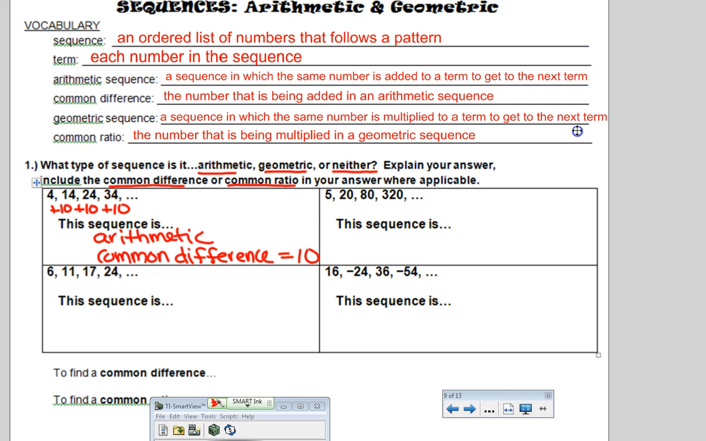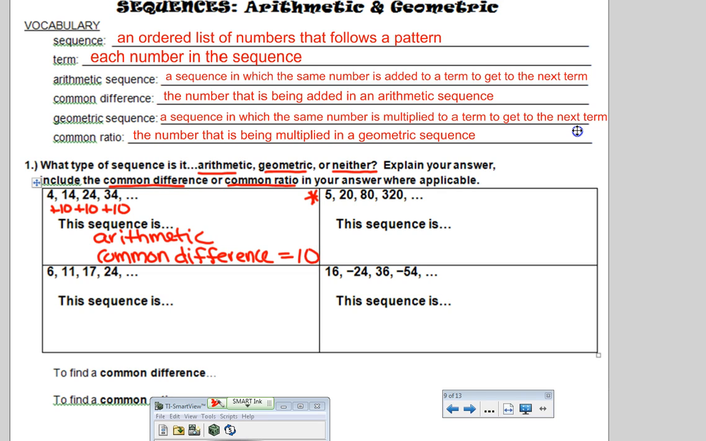Now the number that you're adding doesn't have to be a whole number. It doesn't even have to be positive. You can add a negative number, you can add a fraction, you can add a decimal. Okay, top right, we'll do this one next. So 5, 20, 80, and 320.